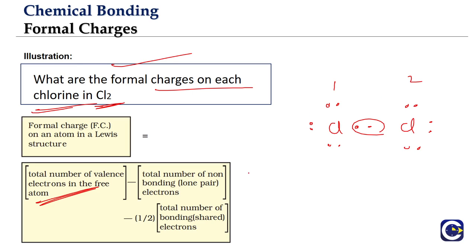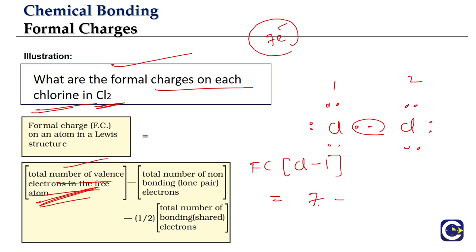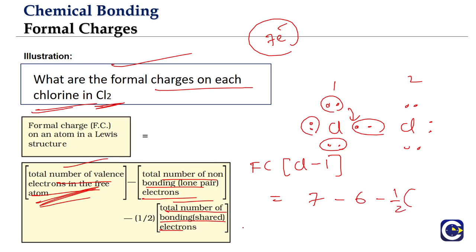Let us calculate the formal charge on chlorine 1. Number of valence electrons of the atom in the free state: chlorine has 7. 7 minus the number of non-bonding electrons. Chlorine is giving 1 electron for the bonding here, and the remaining electrons are 6 non-bonding electrons. Minus half the total number of bonding electrons. Chlorine 1 is engaged in only one bond, which gives 2 electrons, so half into 2 is 1. So 7 minus 6 minus 1 is 0.